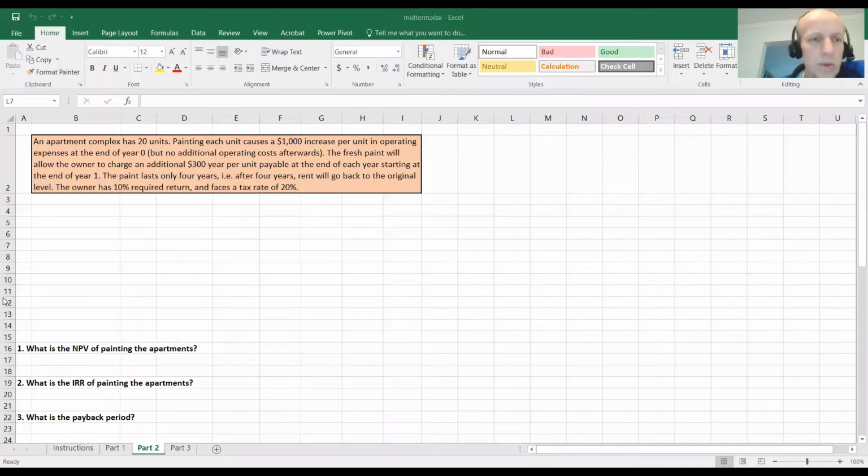So in this question, we have an apartment complex with 20 units, painting. Each unit costs $1,000 in operating expenses.